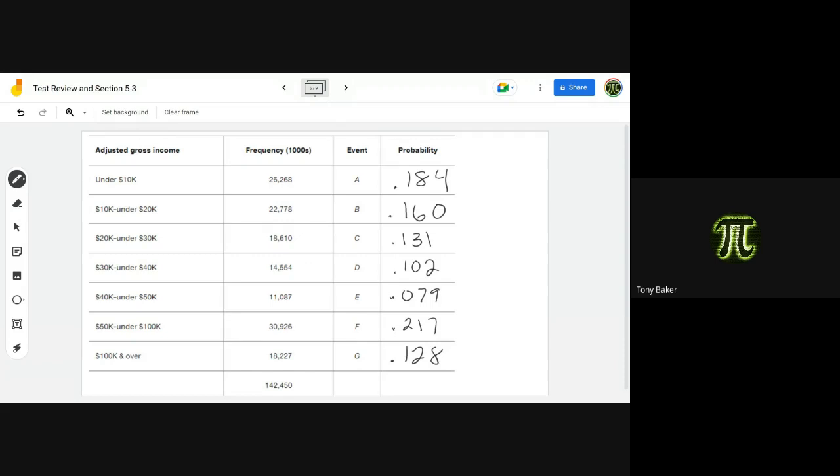What's the probability of having an AGI greater than 30,000 but less than 100,000? So now we're going to add up greater than 30. So we're going to add the 0.102, the 0.079, and the 0.217. We would just add those three together, because that's greater than 30, but less than 100,000.